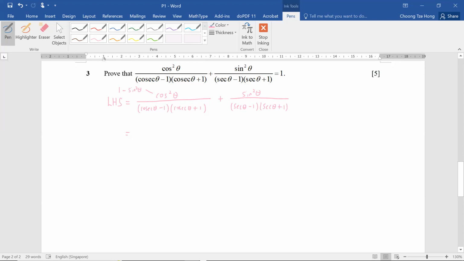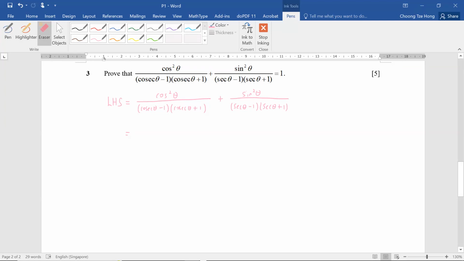And then you see over here you have a plus sine square theta. So you may think you want to combine together and maybe get rid of the sine square theta. But if you look at the denominator, it is not the same. If the denominator is not the same, then you cannot combine them together and get rid of the sine square theta. So taking this into consideration, I will not want to change cosine square theta into 1 minus sine square theta, because that would serve no purpose.